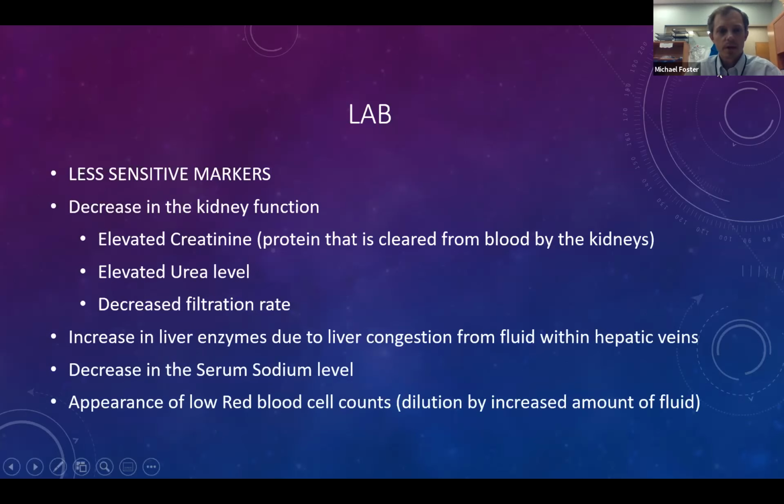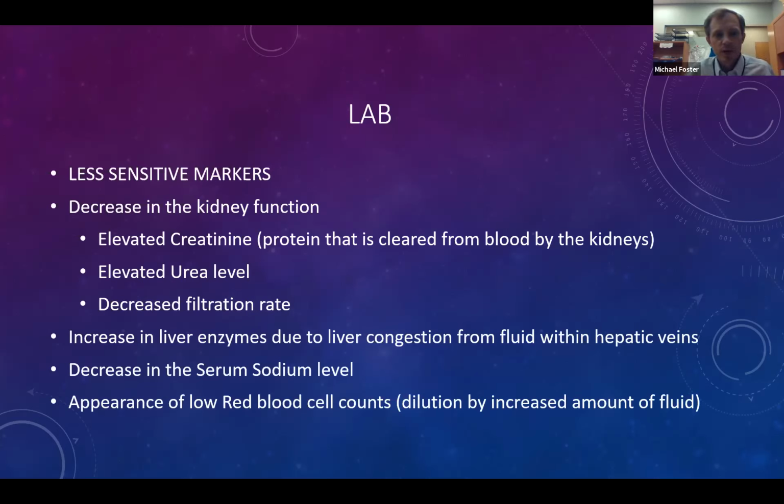So again, labs can be used to help know the amount of congestion. Some less sensitive markers will be markers of kidney function, such as the creatinine level. Creatinine is a protein that is usually cleared from the blood because it's a byproduct of metabolism, and it usually is cleared by the kidneys. Urea is also cleared by the kidneys, and we can measure these on a lab value to see if the kidney is actually getting a good amount of blood flow.